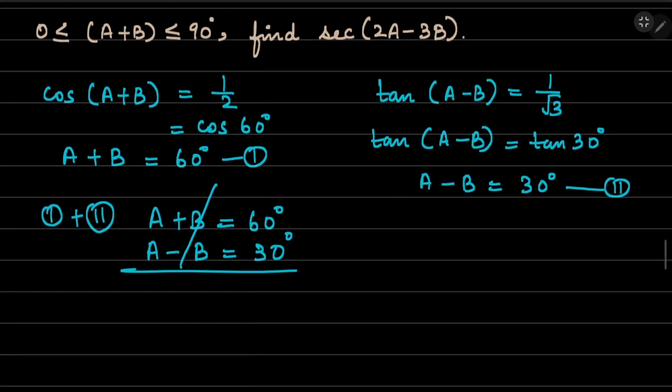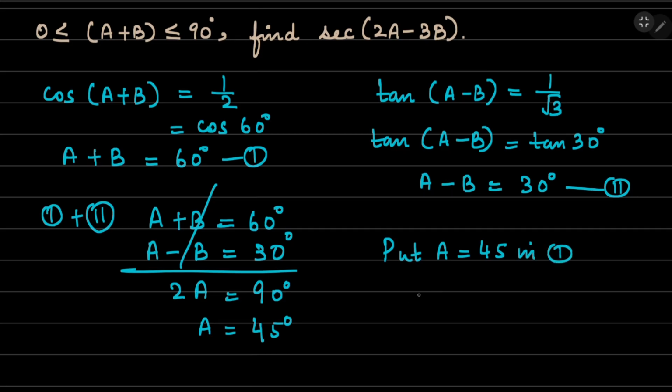B and plus b minus b gets cancelled. So you have 2a equal to 90 and a is equal to 45 degrees. Okay, so you can put in any one of the equations. So put a equal to 45 in equation 1. So what do you get?